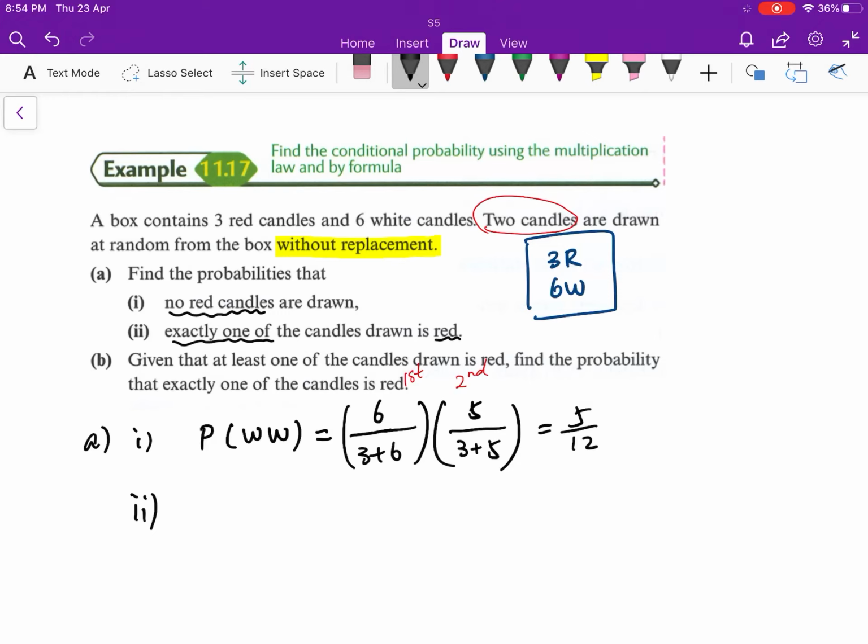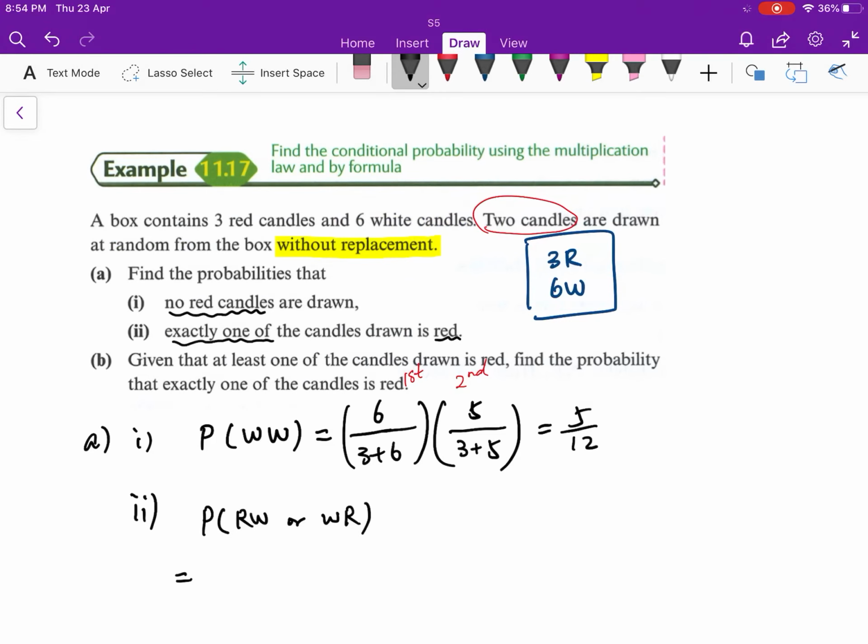A2 says that exactly 1 of them is red. What does it mean that 1 of them is red? It means red, white, or white, red, right? The order also matters because you're talking about the first one, then the second one.